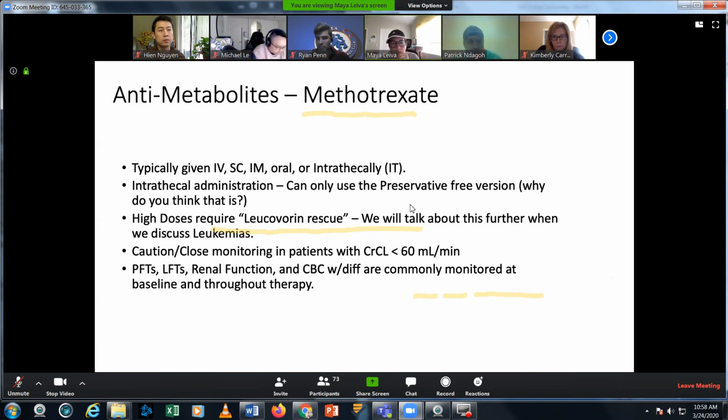And then high doses often require an antagonist called leucovorin so that we don't have patients die of toxicity, and we'll measure their peaks and troughs, kind of similar to how we do vancomycin. But we'll talk more about that when we talk about leukemias. Just as a reminder, we want to check pulmonary function, LFTs, renal function, CBC, stuff like that, because it can cause quite a bit of general toxicity for patients.